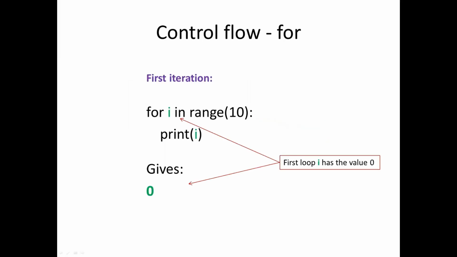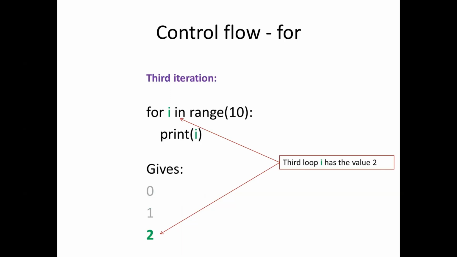When you run the loop, the variable I will have the value 0 the first time. So in this case, the loop simply prints 0. So the variable I starts with the value 0 and Python will print 0. The second time in the loop, the variable I will have the value 1 and the loop will simply print 1. The third time, the variable I will have the value 2 and the loop will print 2.